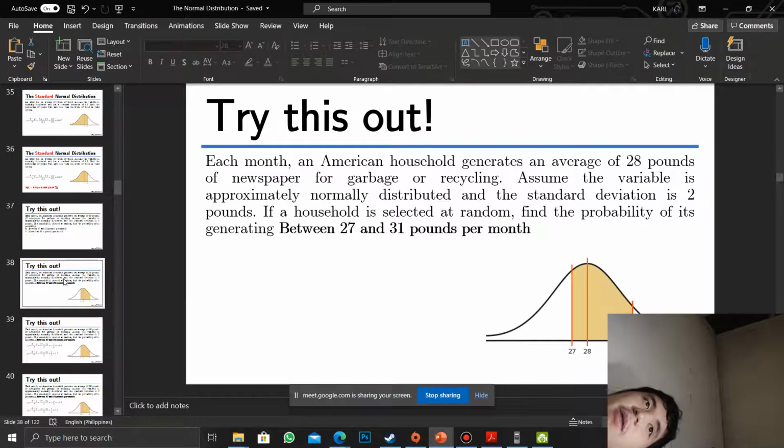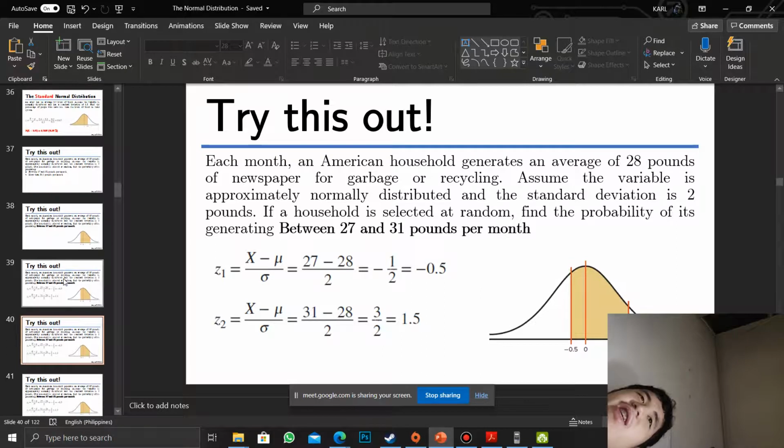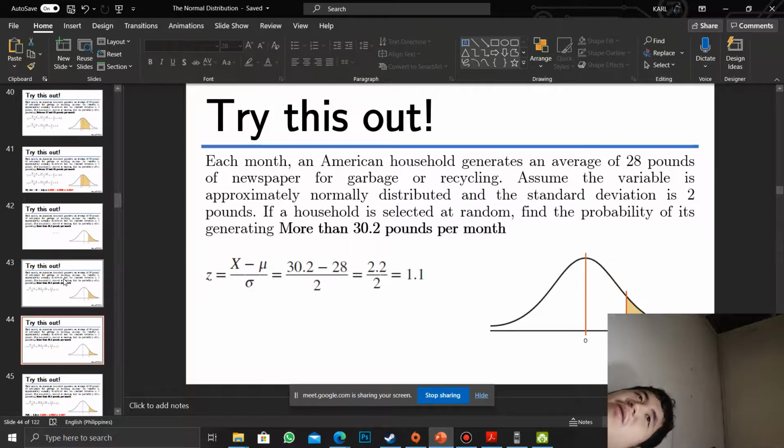Long method. Kunin niyo yung mga z-score. Tapos kunin niyo yung corresponding area sa table. Subtract niyo from each other, no? Yan isang method. Ganoon din dito, no?